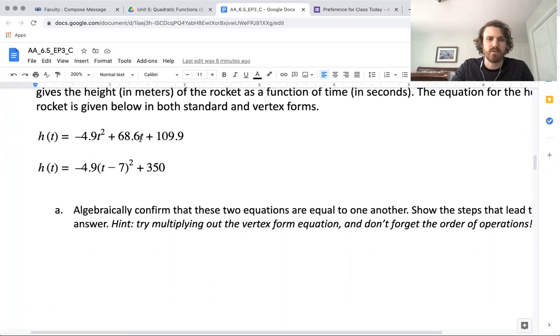So this is the same equation right here. The first one, obviously, hopefully, is standard form, ax squared plus bx plus c, or in this case, at squared plus bt plus c. And the second one is in vertex form.